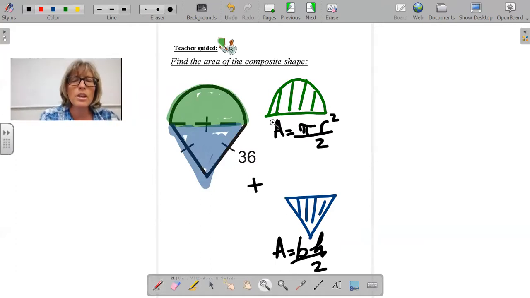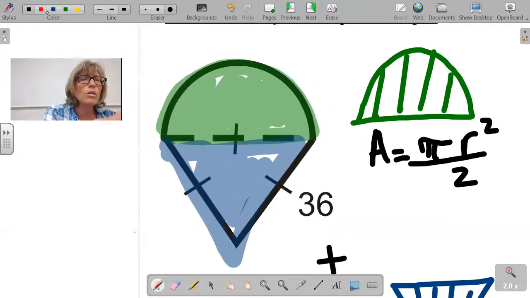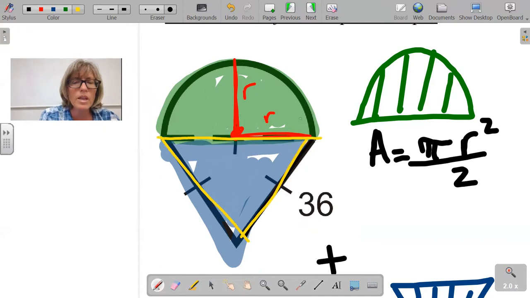So let's focus in here. The easier one here is our semicircle. So our radius, go like that. We need that. Swing it around. Same thing there. You're like, there's nothing there. Well, look at what you have. If you have all 3 sides equal, that makes this edge also 36, which makes this radius half of 36, which is 18. So we just found our radius is 18.